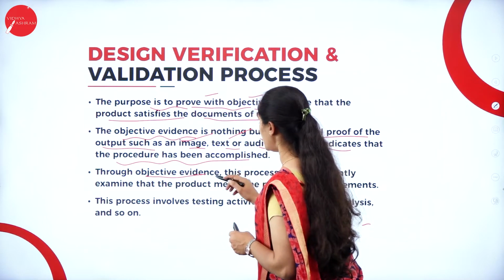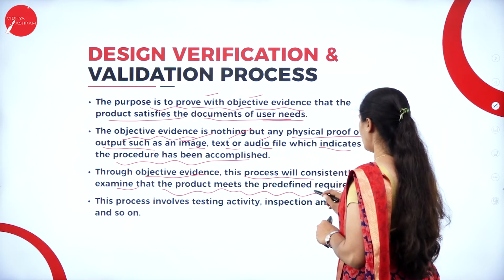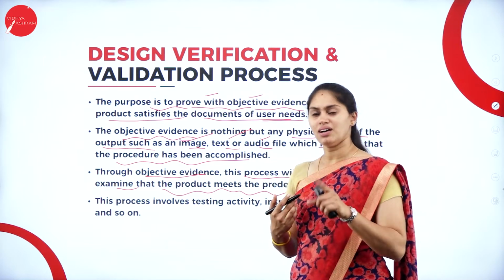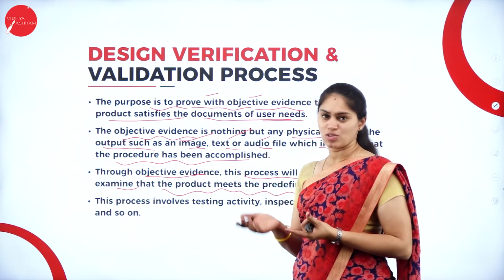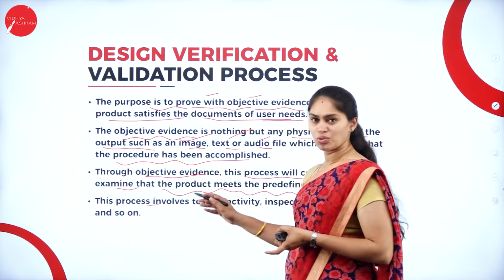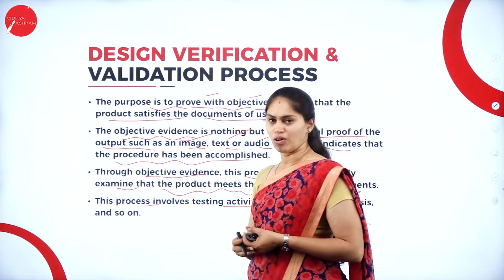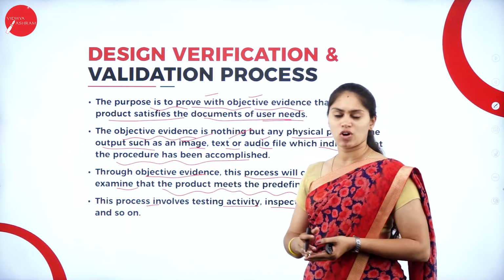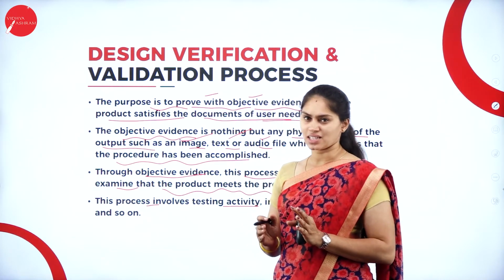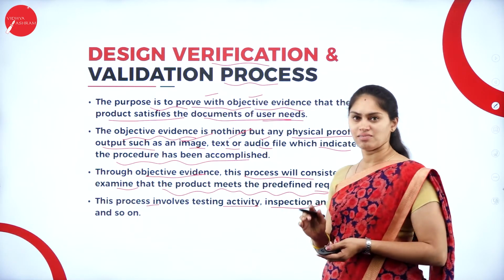Also, this objective evidence process will consistently examine that the product meets the predefined requirements. If it is not satisfying the requirements of a customer, again we have to do the refinement. That refinement process is again an elaboration process. Mainly this process is going to include testing activity, inspection activity, analysis and so on. All these activities are incorporated mainly to ensure that all the requirements of a customer are satisfied. That is the reason for doing this system verification or design verification and validation process.